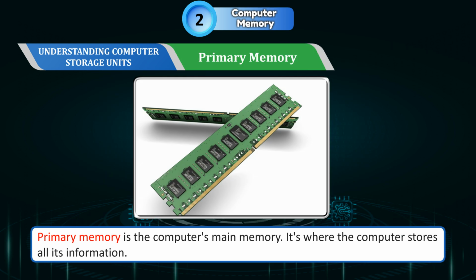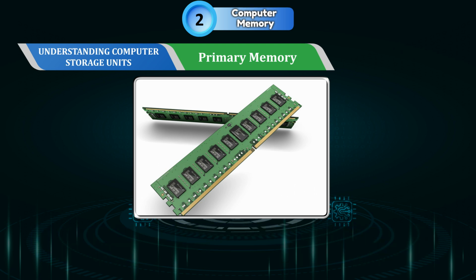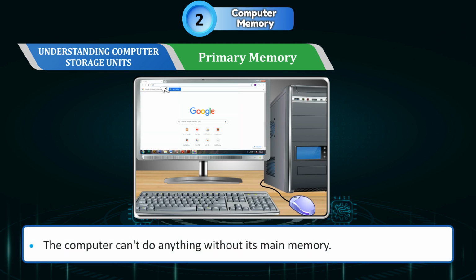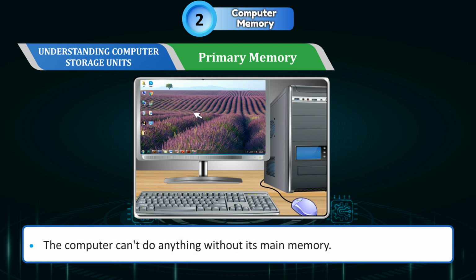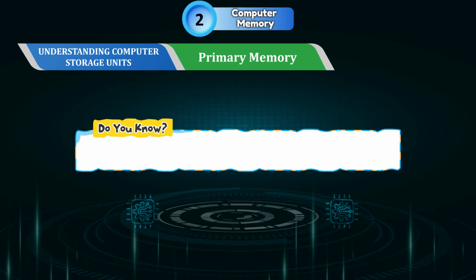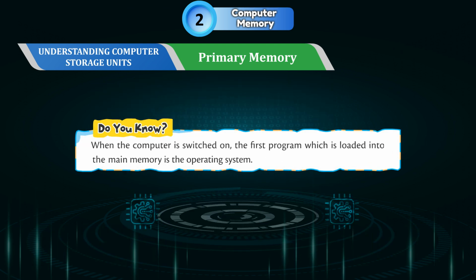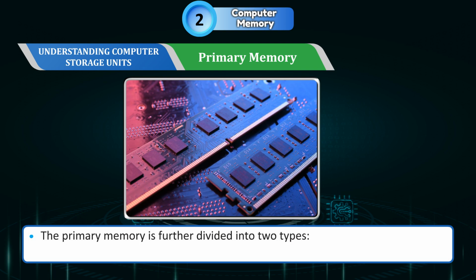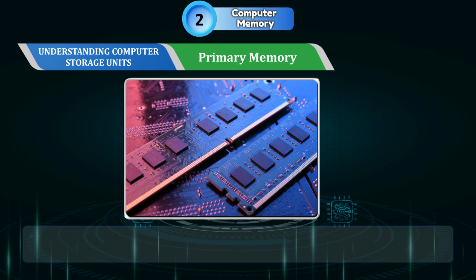Primary memory. Primary memory is the computer's main memory. It's where the computer stores all its information. It's very fast, but it can only hold a little bit of information. The computer can't do anything without its main memory. Do you know? When the computer is switched on, the first program which is loaded into the main memory is the operating system. The primary memory is further divided into 2 types.